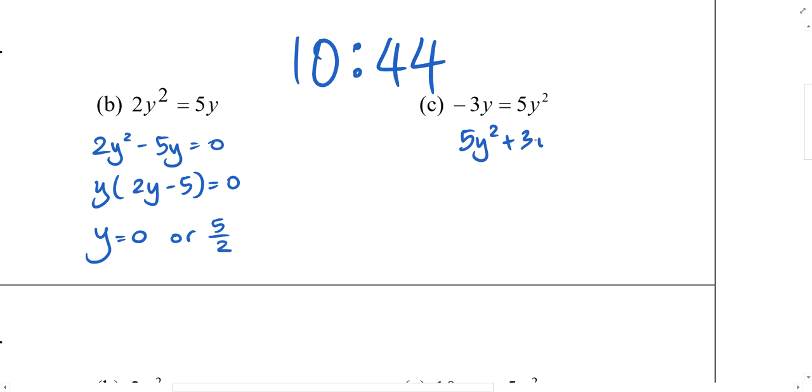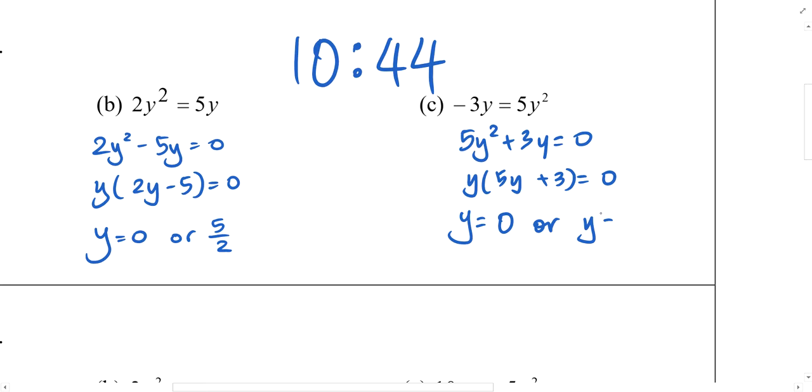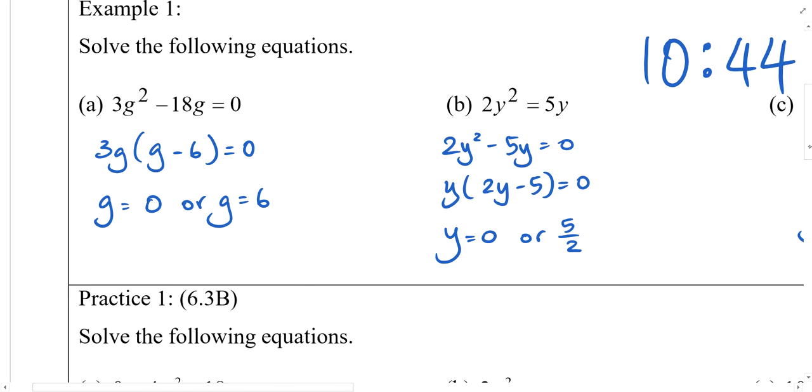5y squared plus 3y equals 0. Then 5y equals 0 or 5y plus 3 equals 0, therefore y equals negative 3 over 5. So we can skip that step, huh? Okay?